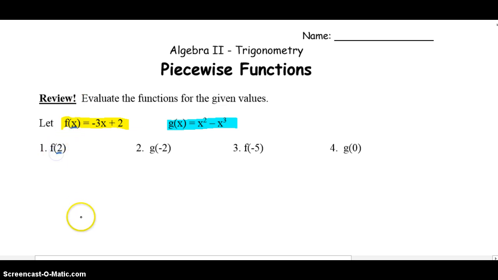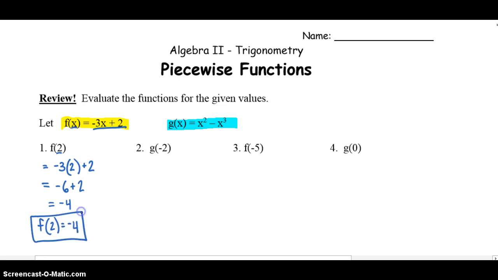Alright, see how they're taking each other's spots? So in order to evaluate this, I'm going to take my function f, but instead of x, I'm going to replace it with a 2. And notice how I'm using parentheses. I always use parentheses when I'm substituting numbers in. So that'll give me a negative 6 plus 2, which is a negative 4. So now I know f of 2 equals negative 4. As easy as that.